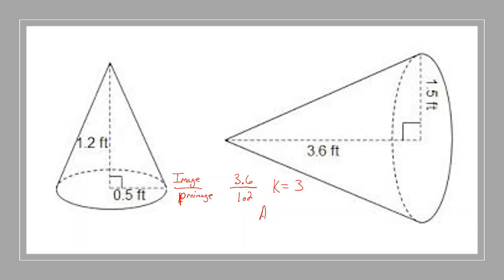What would the area's K value be? Remember, we're going to square it for area, so the K value would equal 9. What about the volume? What would the volume's K value be? Well, it would be K cubed. So if K is 3, 3 times 3 times 3 is 27. So that's how you find the K value for perimeter, K value for area, and K value for volume.